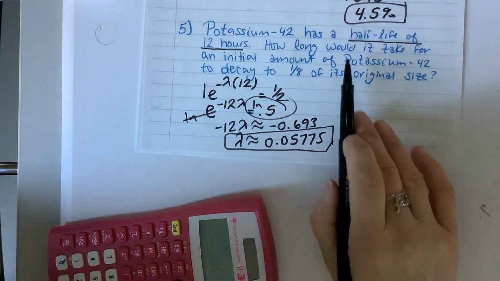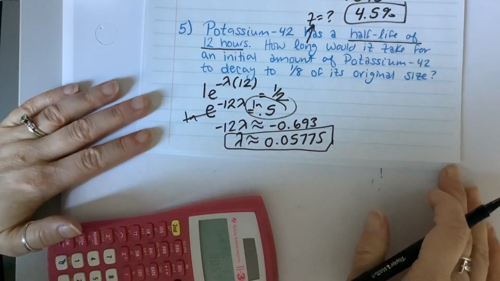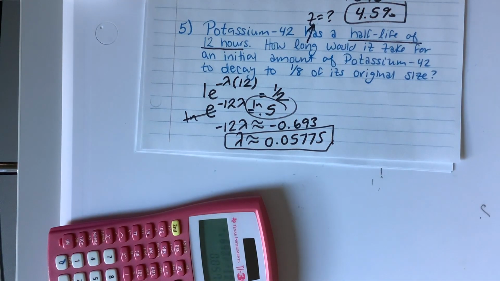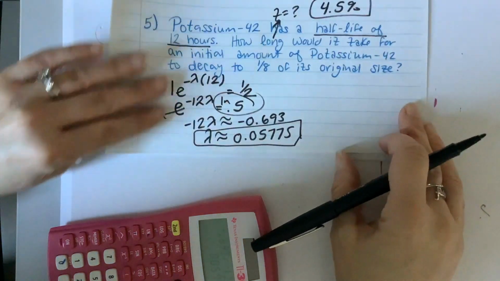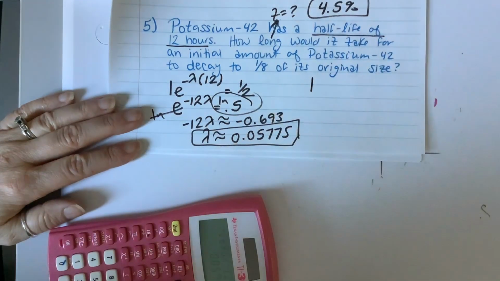How long would it take? So we're trying to find t. That's what the question is. How long would it take for an initial amount of potassium to decay to 1/8 of its original size? Do they tell us how much we're starting with? No. If they don't tell you how much they're starting with, be nice to yourself and just put 1 because the math is going to be the same.